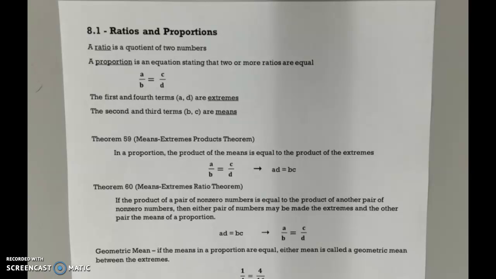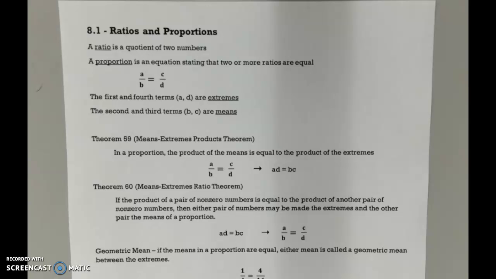And so the first thing we're going to talk about is a little bit of vocabulary. You are already familiar with ratios and proportions. You just might not have called them by that name before. First of all, a ratio is a quotient of two numbers. Now remember, a quotient means to divide. So a fraction is division. So a ratio is really a fraction. A proportion is an equation stating that two or more ratios are equal. So a proportion is equivalent fractions.